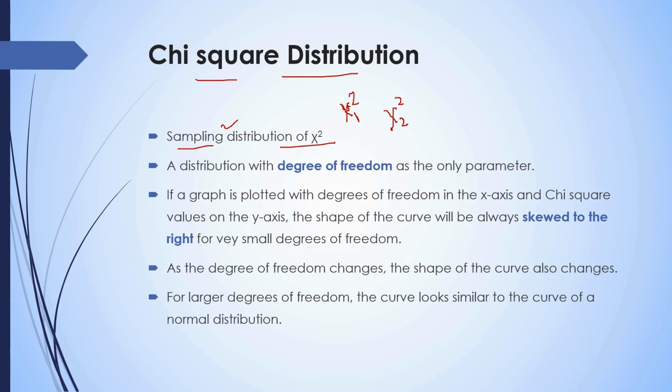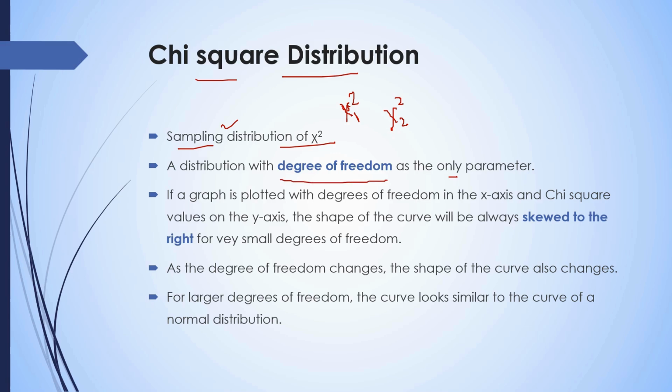I hope that was simple enough to understand. So the sampling distribution helps you to make inferences about a population based on your sample. Because the more samples you are using, the closer the inference would be to the population from which these samples were selected. Now, chi-square distribution has only one parameter, which is the degree of freedom.